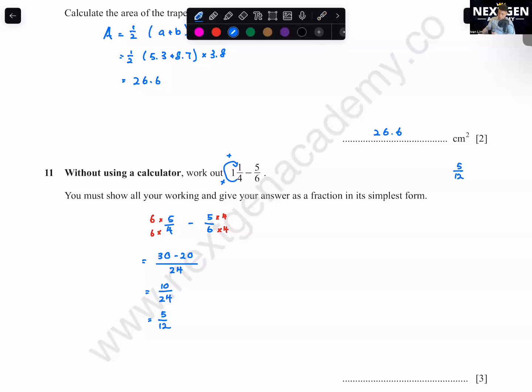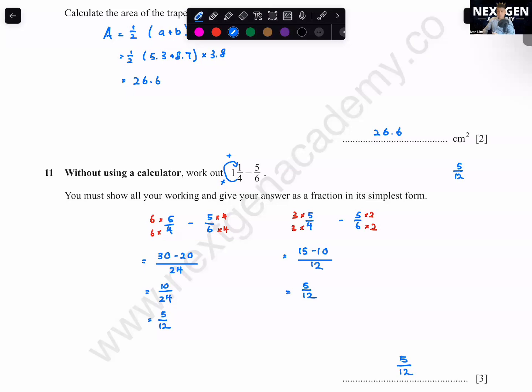Okay, so you can do, what's the other way? 5 over 4 minus 5 over 6, times 3 times 3 times 2 times 2. Okay, here will be 15 minus 10 over 12, which is 5 over 12. Okay, same answer.